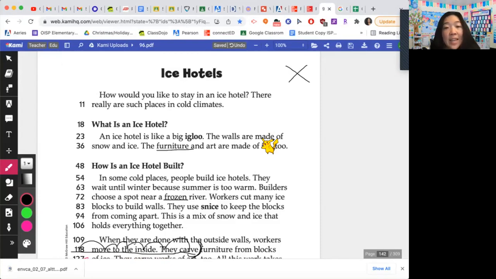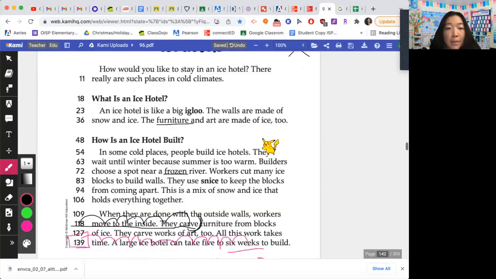How would you like to stay in an ice hotel? There really are such places in cold climates. An ice hotel is like a big igloo. The walls are made of snow and ice. The... I don't know the word, so I'm going to cross it out this time. And art are made of ice too.